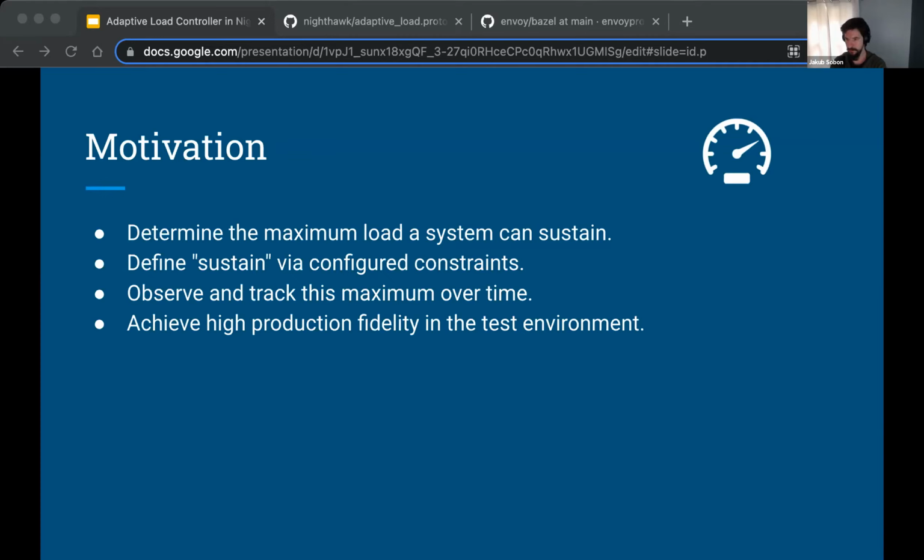Now, this is what we want to do, but we don't want to do it only once. We want to track this maximum load over time, because as software systems develop, their maximum capability or the performance that they have changes over time.